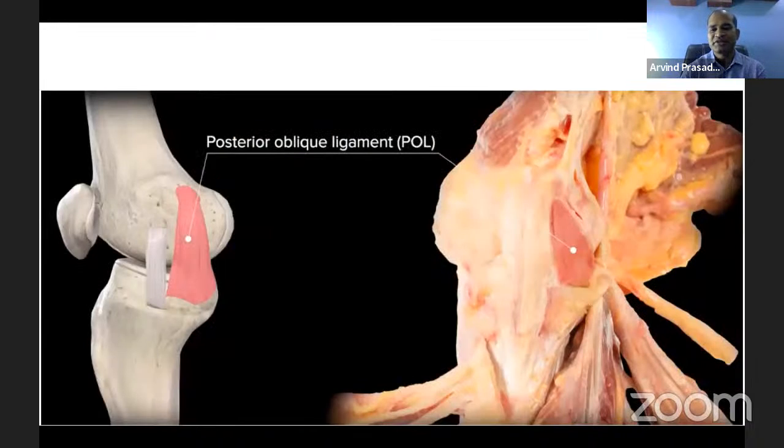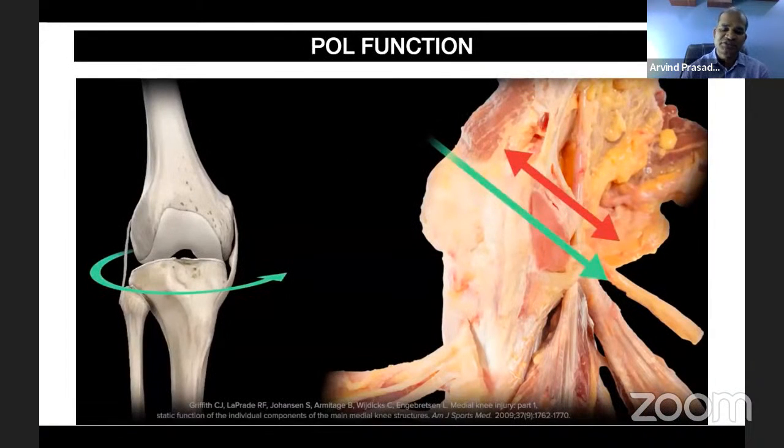So this is the cadaveric dissection of this posterior oblique ligament. So this is the superficial part, and this is the posterior oblique ligament. And if you see the action of this posterior oblique ligament, it acts as a restraint to the internal rotation of the tibia, particularly at 0 degree of the angle. At the same time, this also provides prevention of the valgus opening of the knee joint at 0 degree.